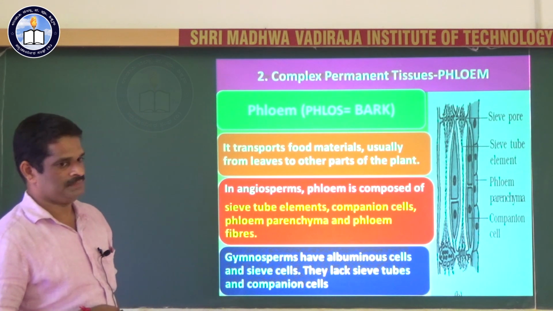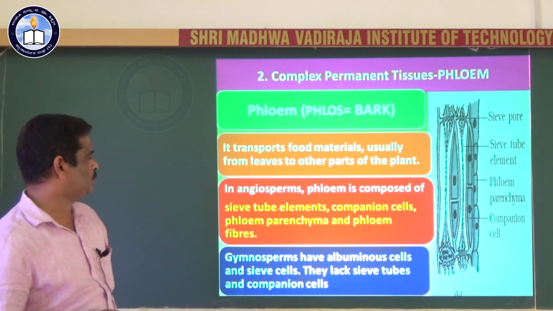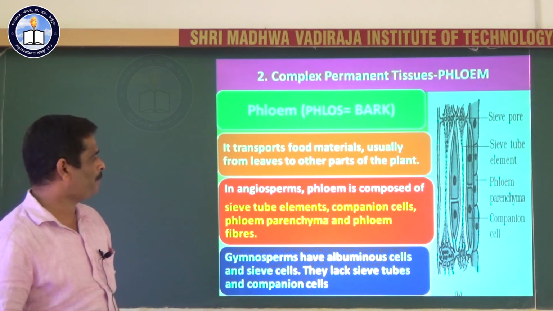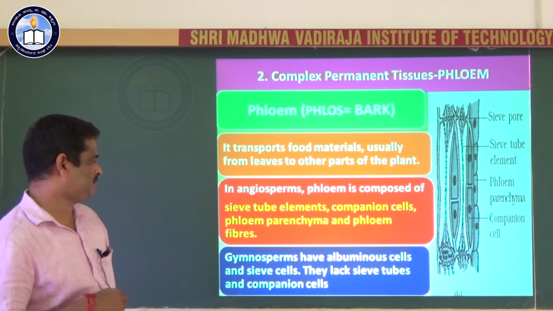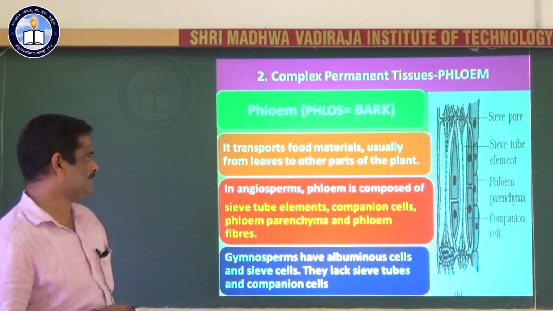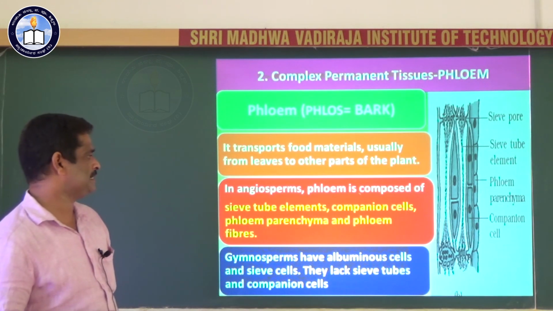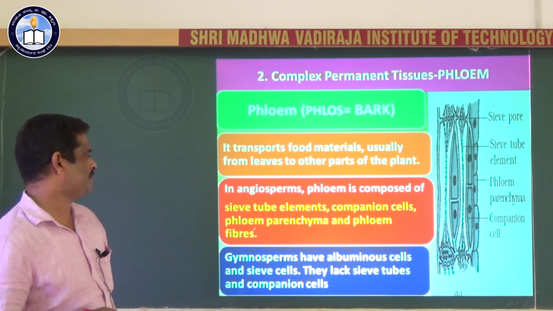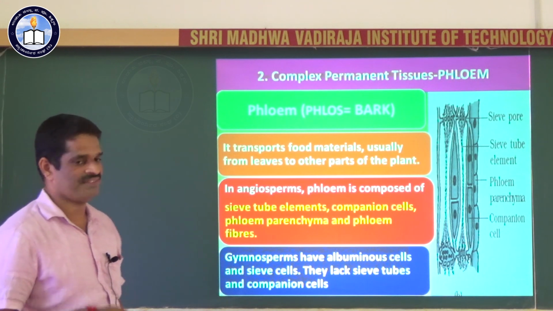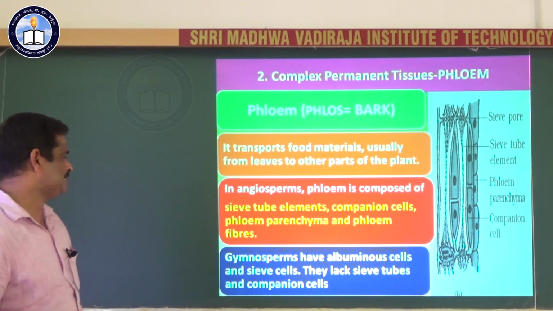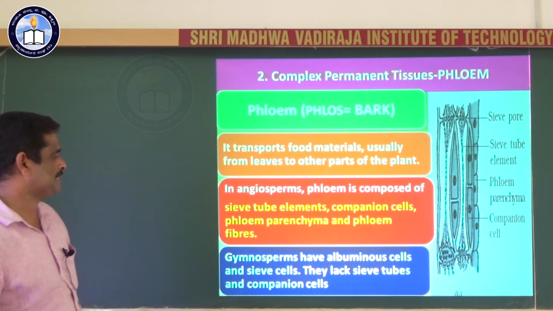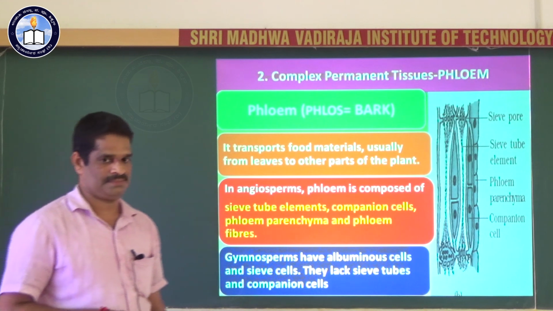If we consider gymnosperms, instead of sieve tubes, they have sieve cells. Instead of companion cells, they possess albuminous cells. So in gymnosperms, there are sieve cells, albuminous cells, phloem parenchyma and phloem fibers. That's why gymnosperms have albuminous cells and sieve cells. They lack sieve tubes and companion cells.